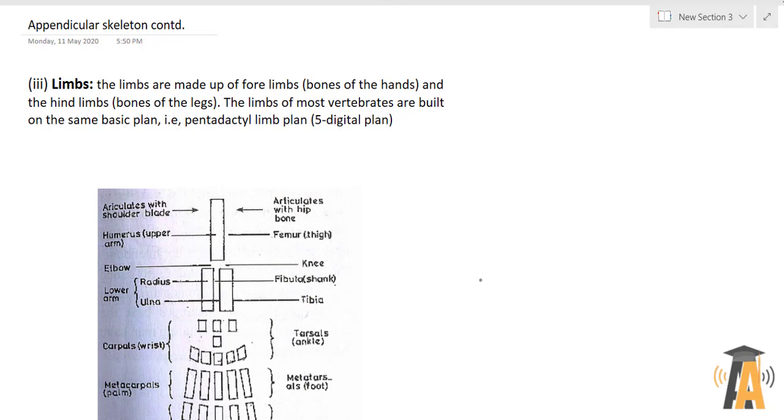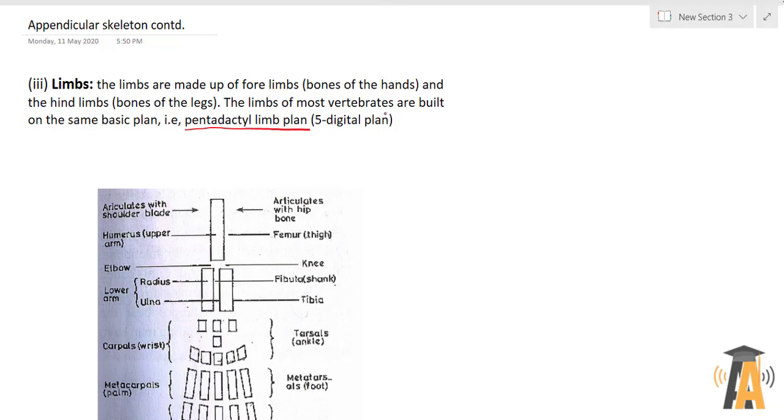Okay, lastly, on the appendicular skeleton, we'll be looking at the limbs. The limbs are made up of 4 limbs. That's the forelimbs are the bones of the hands, and the hind limbs are the bones of the legs. Now the limbs of most vertebrates are built on the same basic plan, and the basic plan is the pentadactyl limb plan. The penta means 5, so it means 5 digits plan.